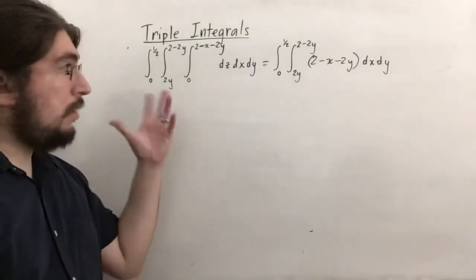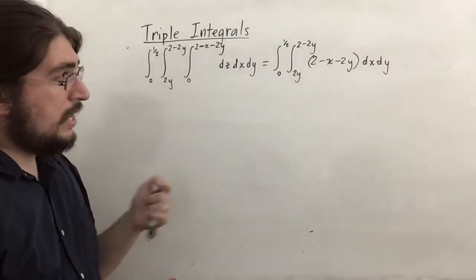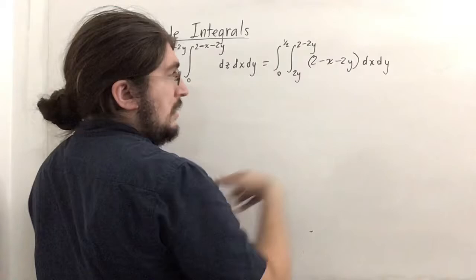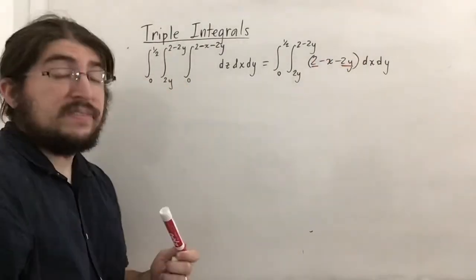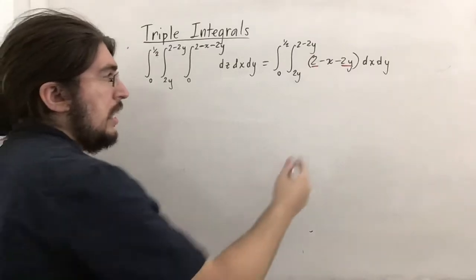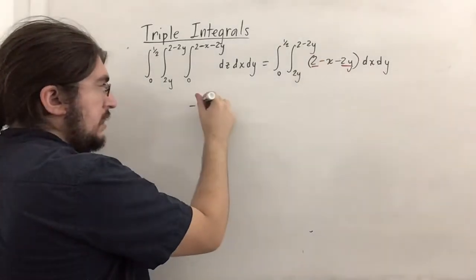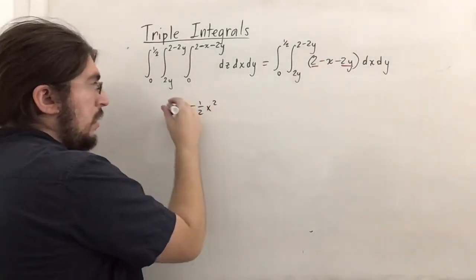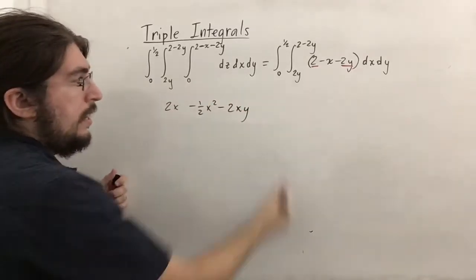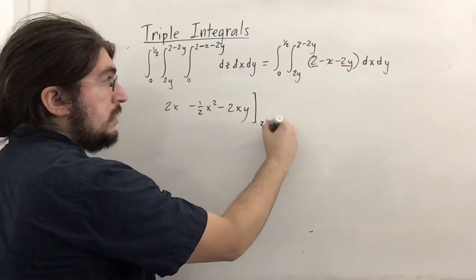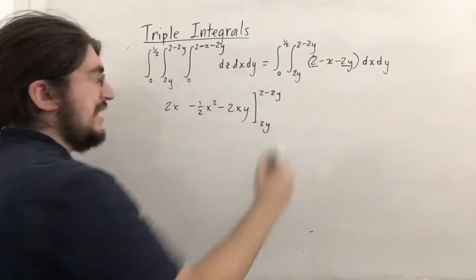Right, there we go. So now let's continue where we left off. Now the antiderivative of this with respect to x: 2 has antiderivative 2x, and 2y has antiderivative 2yx because they're constants. Antiderivative of x itself, though, is negative 1/2 x squared. So we have a 2x in front and now a negative 2xy behind. Evaluate this between our limits 2y and 2 minus 2y.